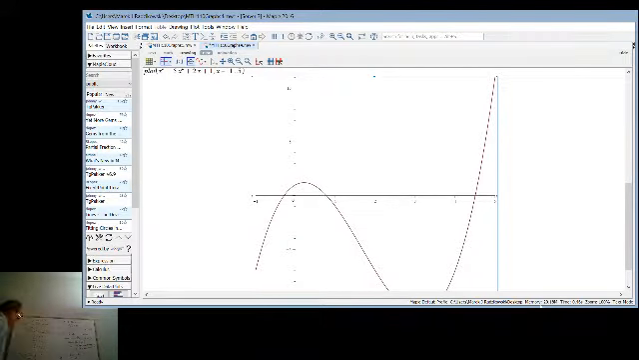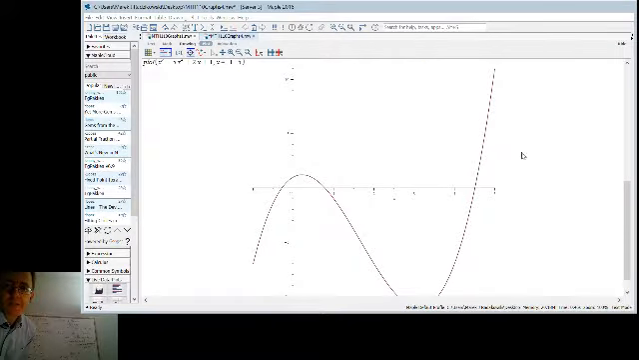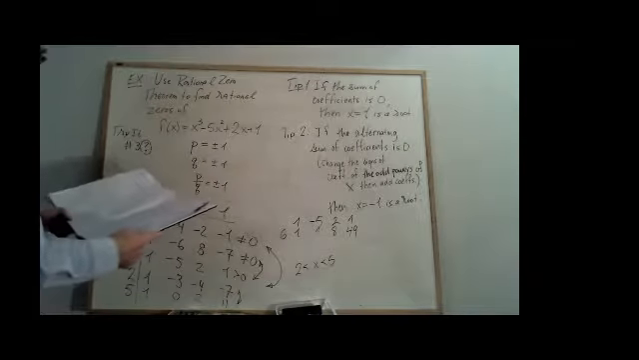Okay, so now you can see how it's possible to verify this using some technology. I can send you this also by email. And anyway, so we'll get back to some more examples.